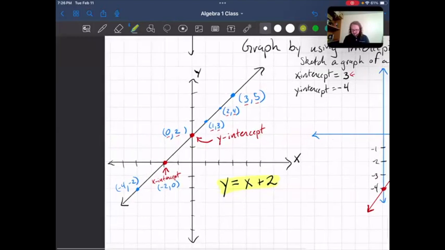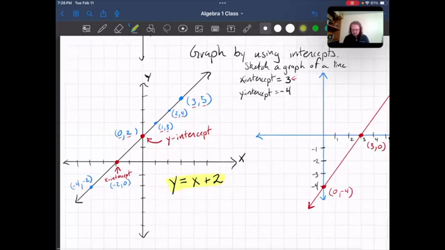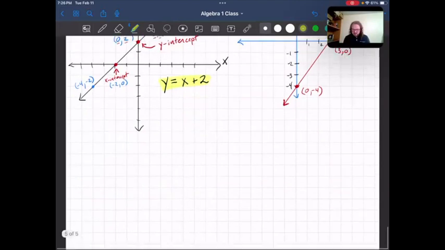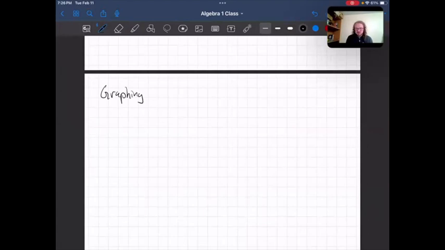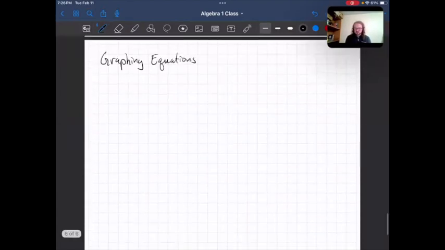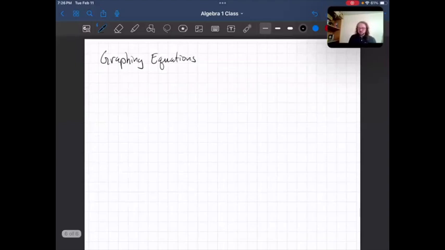So let me show you how to graph if you're given an equation. So this will be graphing equations. So let's start with something similar. We'll have y equals x minus 3.